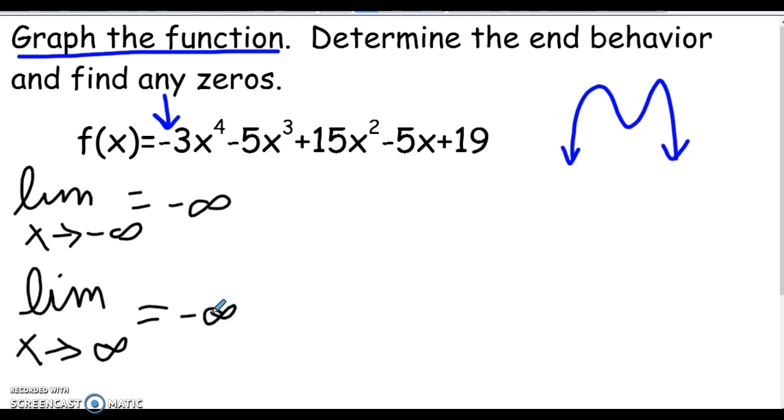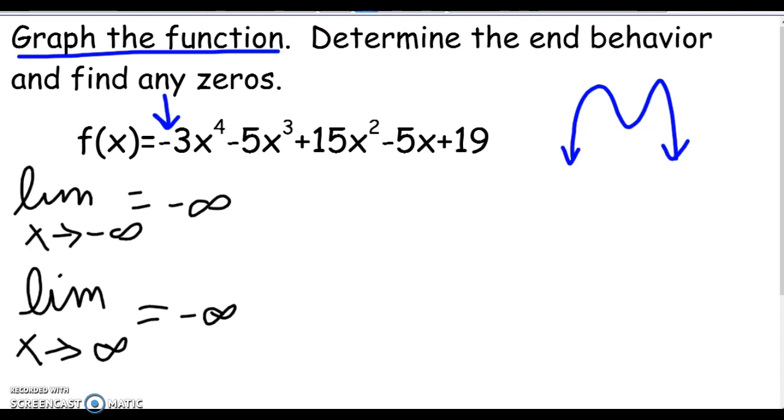All right, now determine any zeros. What do you think? All right, so I have the two limits, and I don't know how to find zeros from that. Whatever am I going to do? Oh, maybe that's why it said graph the function first. Okay, so let's graph it.